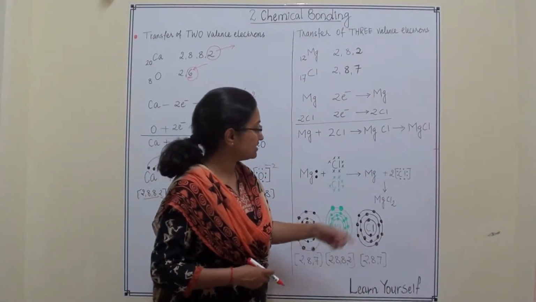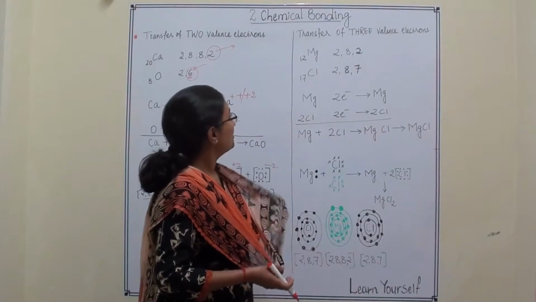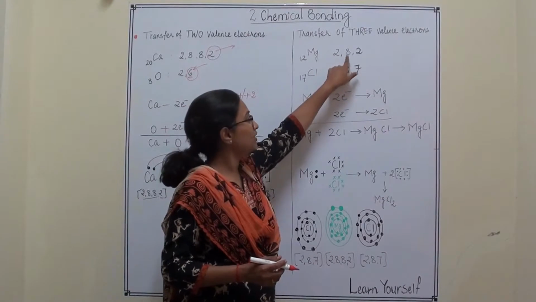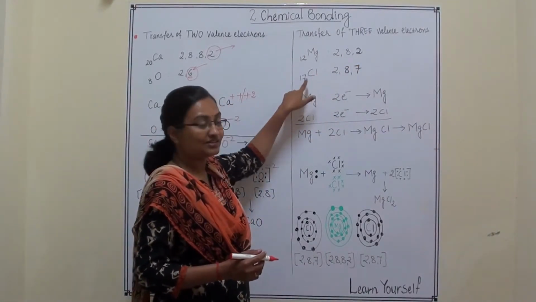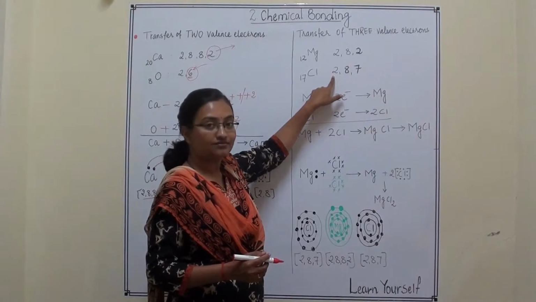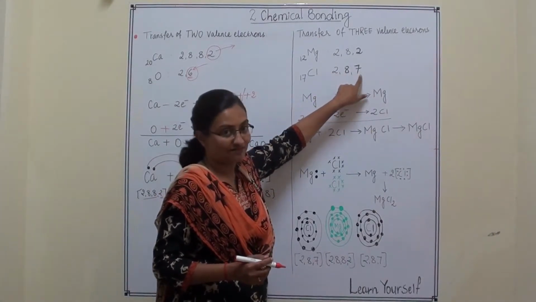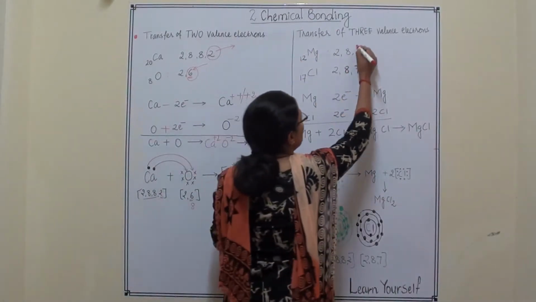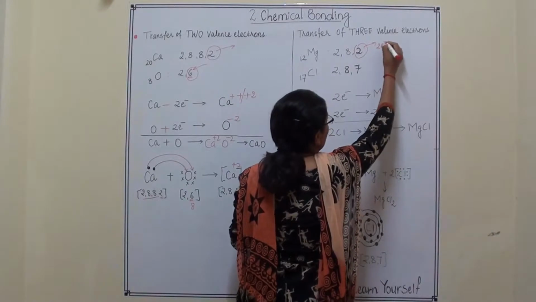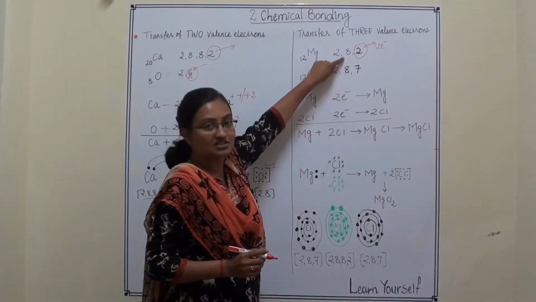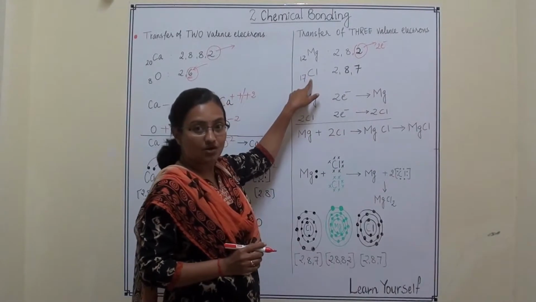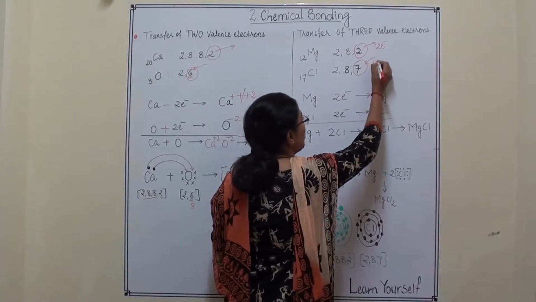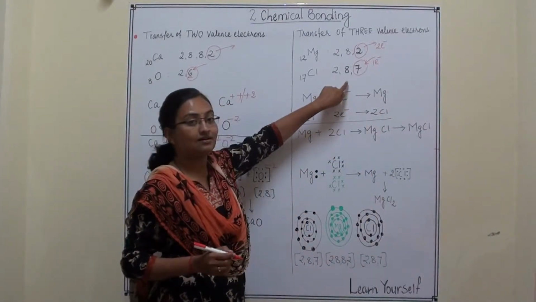Here we have taken an example of magnesium chloride. Magnesium's atomic number is 12, its electronic configuration is 2, 8, 2. The chlorine's atomic number is 17 and its electronic configuration is 2, 8, 7. Now here magnesium as a metallic atom will donate 2 electrons and form a stable configuration just like neon. Chlorine is a non-metallic atom and it has 7 valence electrons, so it needs to gain 1 electron to become stable like argon.